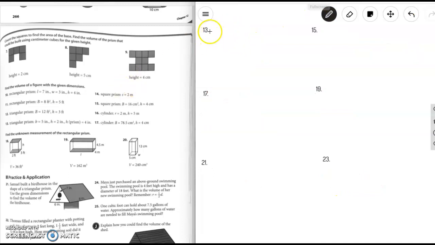13. Triangular prism. Alright, cool. So the base is 5 inches. Why don't we draw a picture here? I understand that's a very bad picture, but you know how I am with drawing. So the height of the prism, meaning the whole thing, is 4 inches. The height of the triangle is 2 inches, and the base of the triangle, this thing right here, is 5 inches.